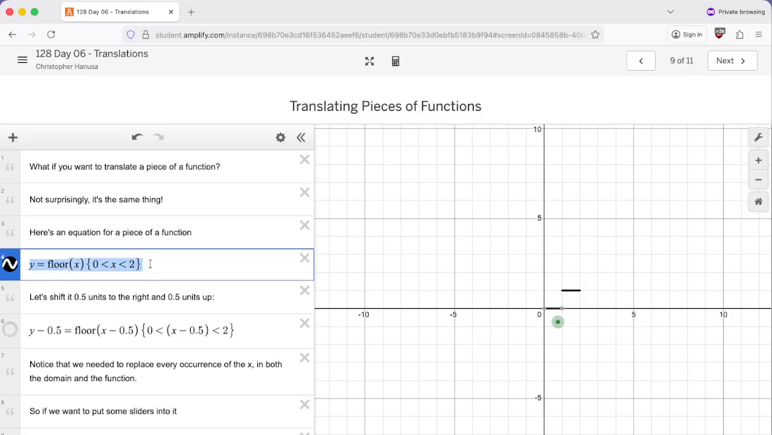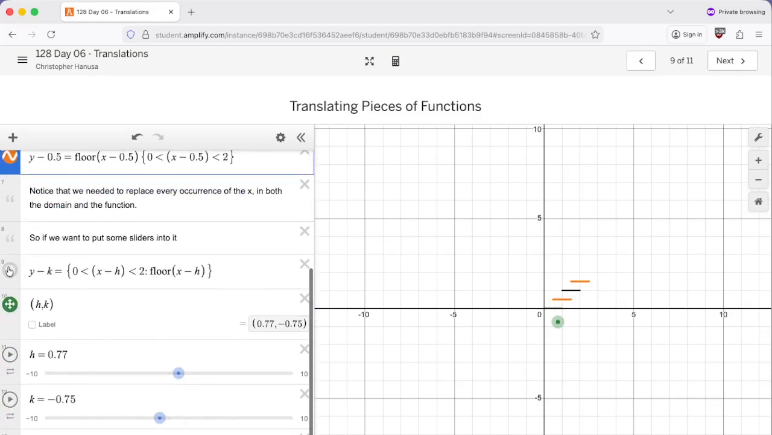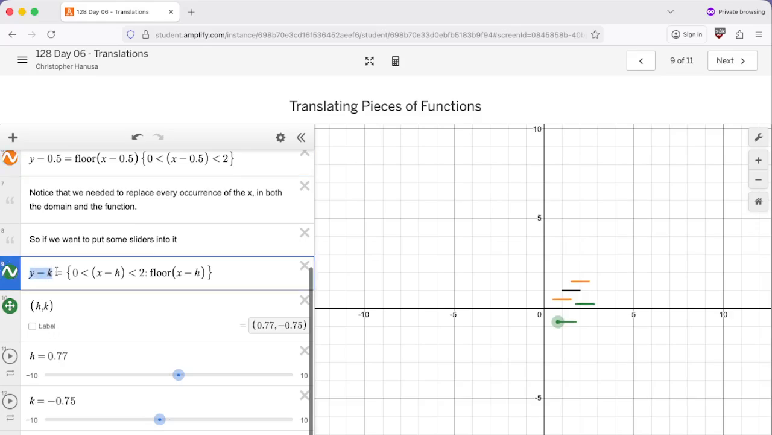We have y is equal to floor of x, where x goes from 0 to 2. We replace every y by y minus k, every x by x minus h, and don't forget to do that in the restriction as well. And now we've moved it over half a unit and up half a unit. All right, so now let's put some sliders on it. So y minus k is equal to floor of x minus h, where x minus h is between 0 and 2. I put a point here, and I can now move it.